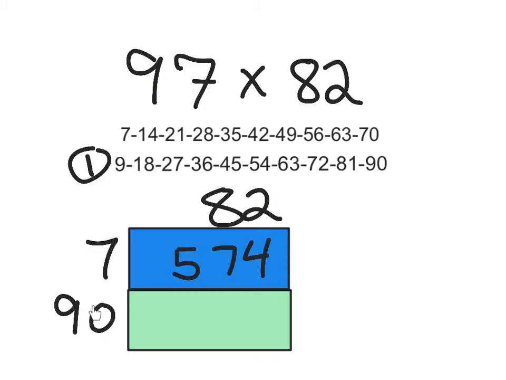And now I'm ready to move down here. 90 times the 82. First I'll start with the 0. 0 times 82 is going to give me 0. So I'm going to just drop that 0 right down there. Next, I'm working with the 90, and I'm going to multiply by the 82.